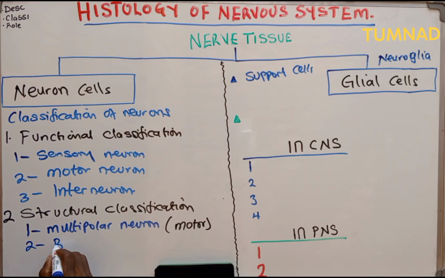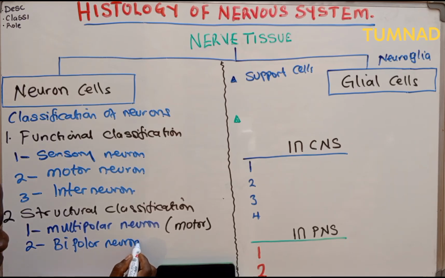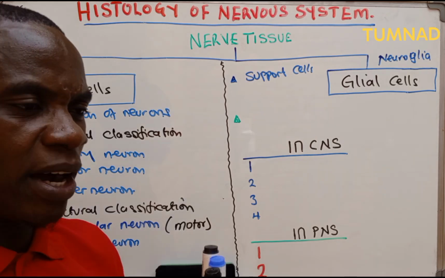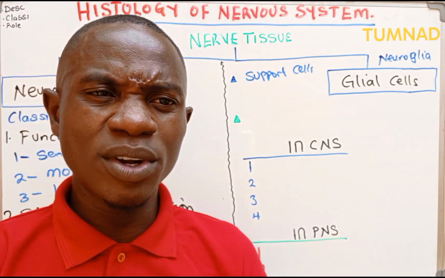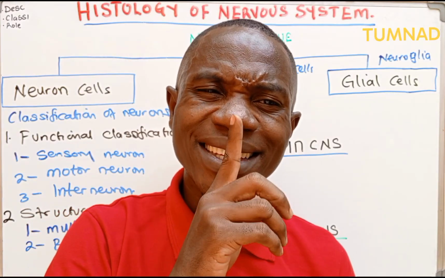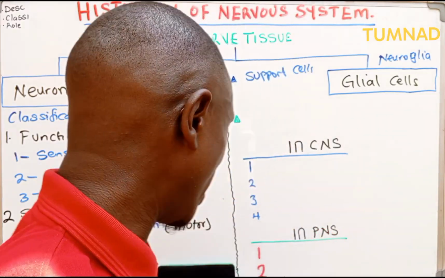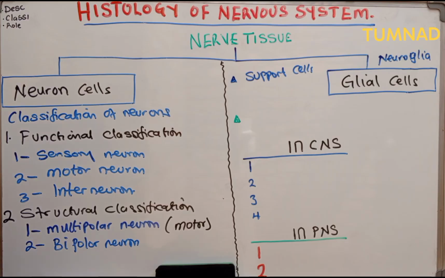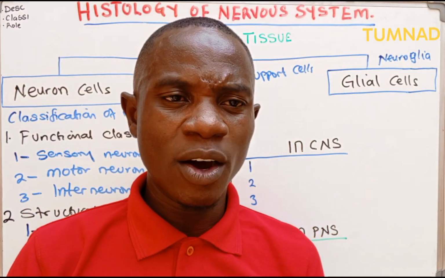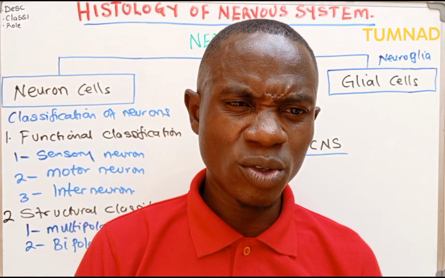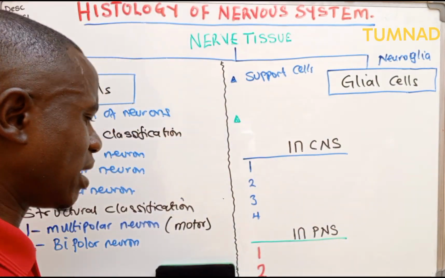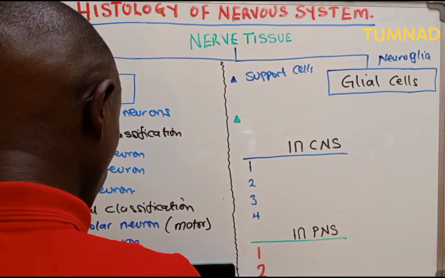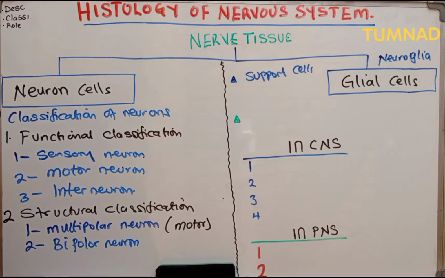We have what we call the bipolar neuron. When we talk of the bipolar neuron, this one is going to be having only one extension from the cell body, what we call the dendrite. It's going to be having a single dendrite, and these kind of bipolar neurons are going to be residing in what we call the retina. The retina is going to be having these kind of neurons, and also some part of what we call the olfactory epithelium. We are also going to be having these kind of neurons.